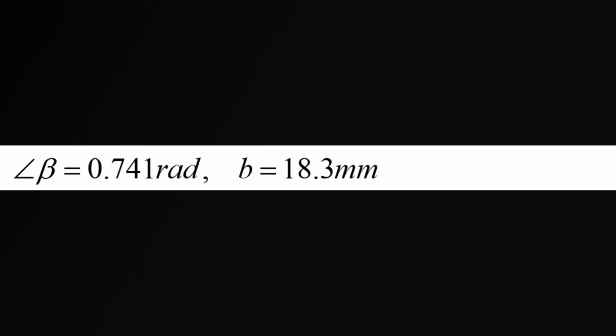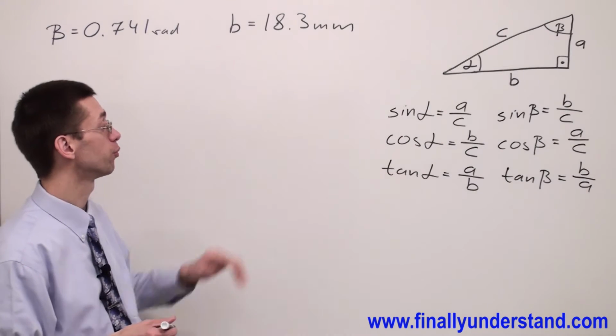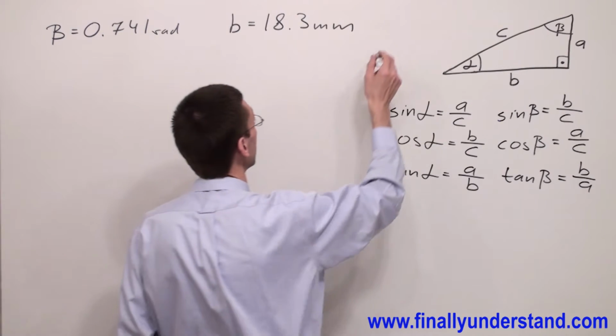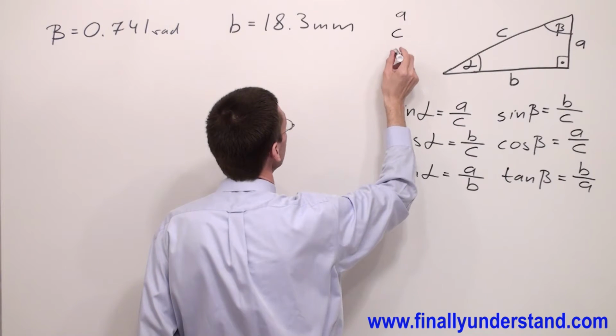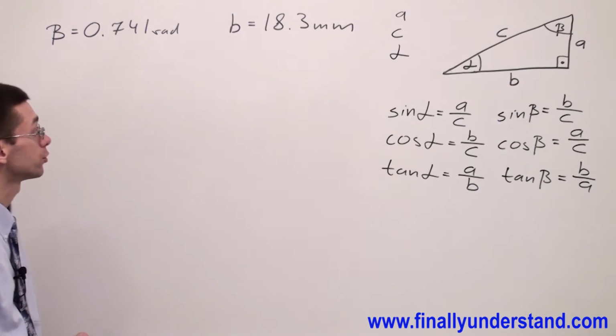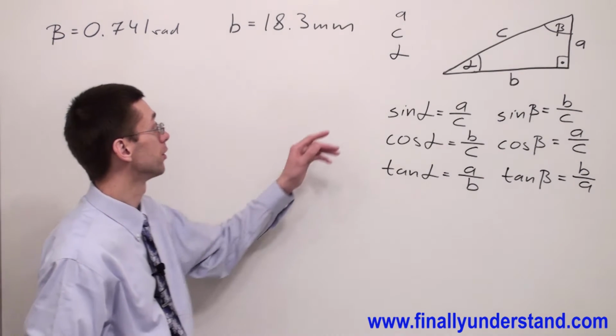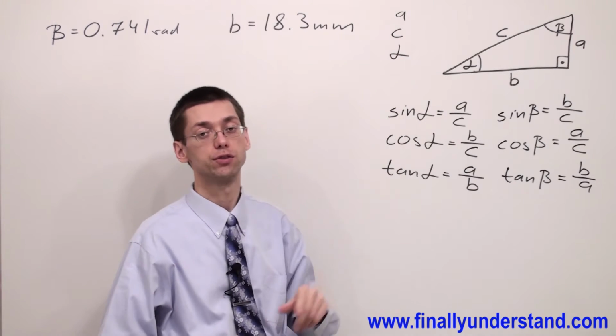This time we have given angle beta expressed in radians and length of side B. We're supposed to find the length of side A, length of side C, and angle alpha. I'm going to start solving this problem from finding the length of side A.